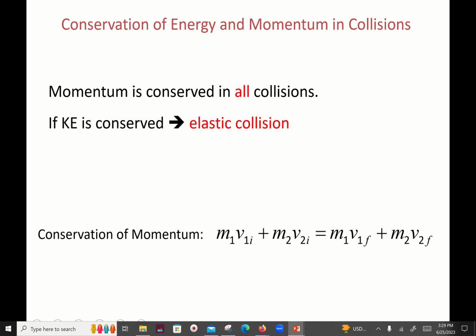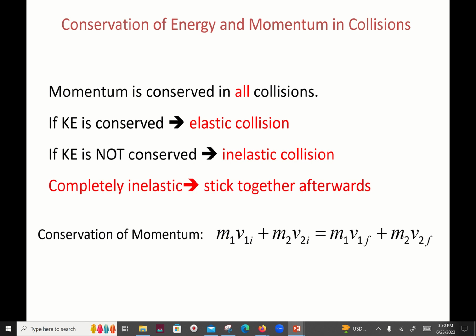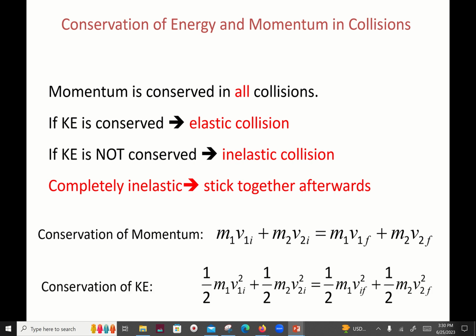If the kinetic energy is conserved, then we call that an elastic collision. So in an elastic collision, the kinetic energy before and the kinetic energy afterwards are the same. If the kinetic energy is not conserved, then we call that an inelastic collision. And if the collision is completely inelastic, what that means is not that the kinetic energy goes to zero afterwards, but that the two objects stick together afterwards, and so the two objects have the same final velocity.